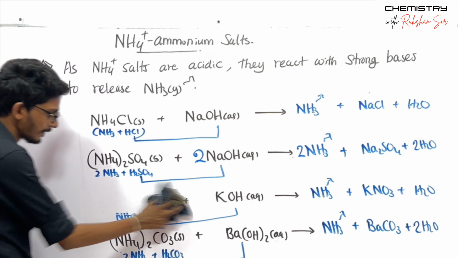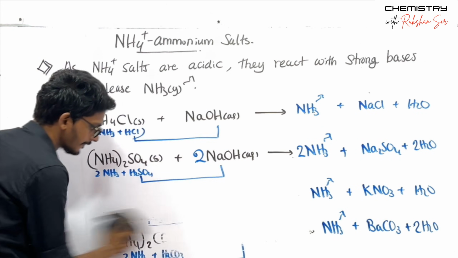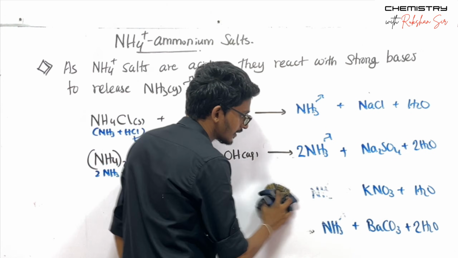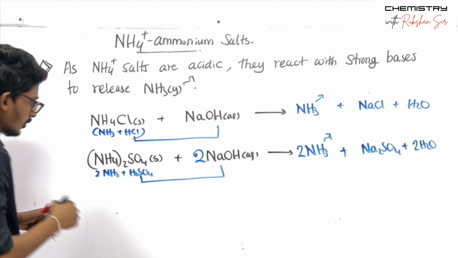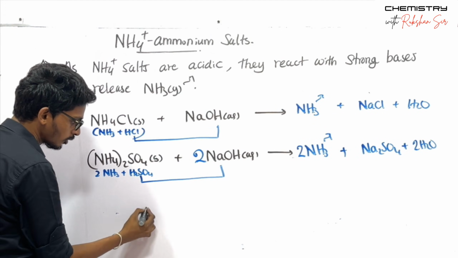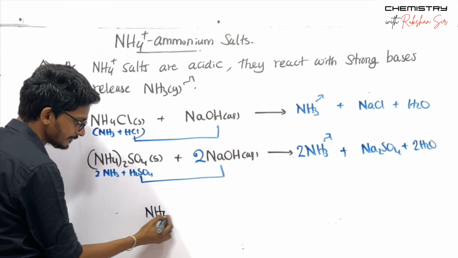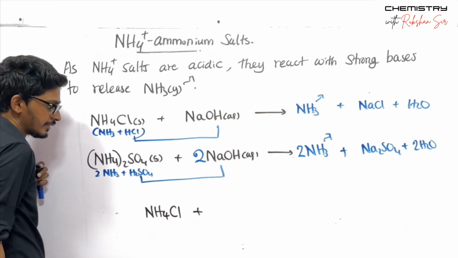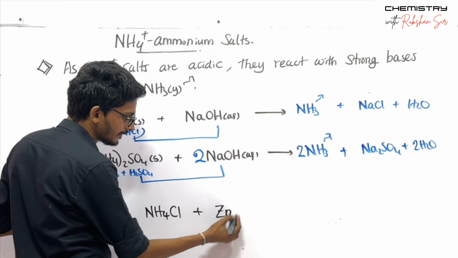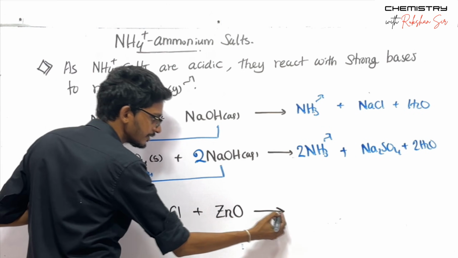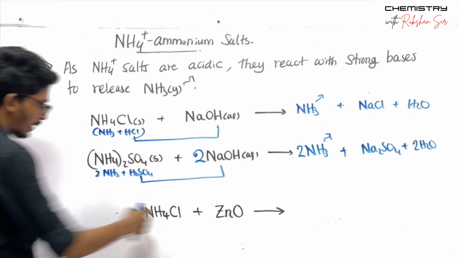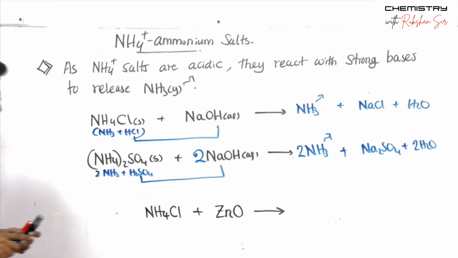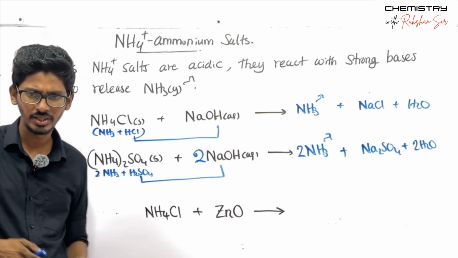They will ask you to come up with the products of this one, ammonium chloride with zinc oxide. Now how to come up with the products? How to apply the theory we have learned to come up with the products here? Just think of the ammonium salt as the combination of ammonia and the corresponding acid.